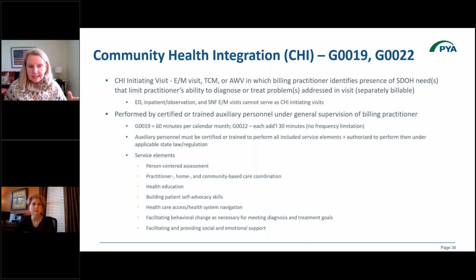This is a 60-minute code, capturing 60 minutes of time either spent with the patient or on behalf of the patient. And then there are additional 30-minute increments. Interesting, unlike our care management codes, there are no limits on the number of G0022s that you can bill. So if it takes 3 hours to work with this patient, so be it. We're going to pay you for 3 hours of working with that patient. And you see there the service elements for this new code.